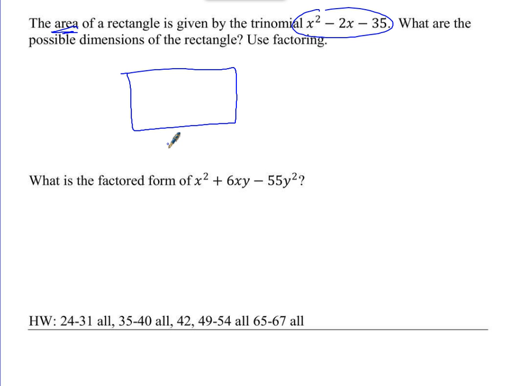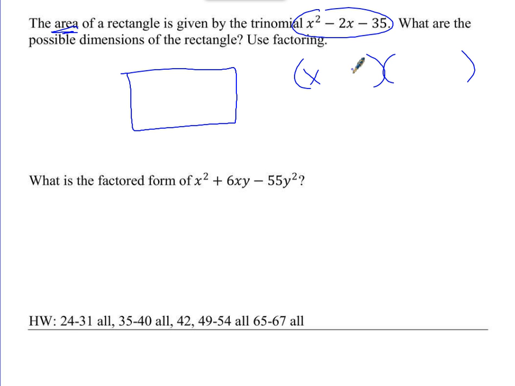Maybe you didn't know that until you drew the picture. I don't know. So here's my trinomial. I need to split that into two things being multiplied together. So that means I need to factor. Okay? So I can set up my parentheses like I've been doing. Then what?